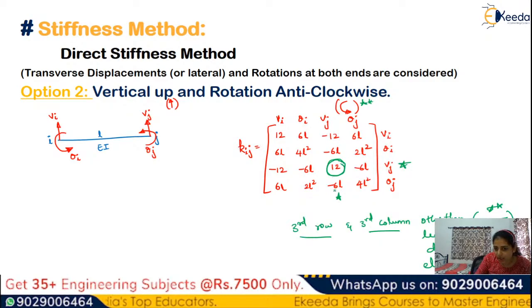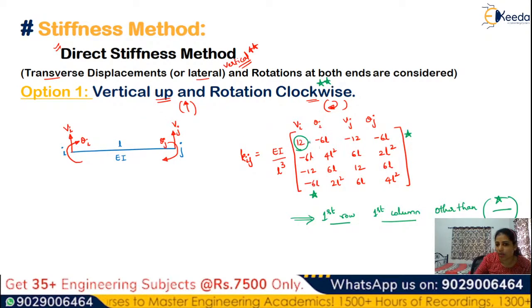See, observe, this is the third column, this is the third row. The third column and third row should be negative if it is anti-clockwise rotation you are assuming. If it is clockwise rotation you are assuming, you will take this and this as negative.